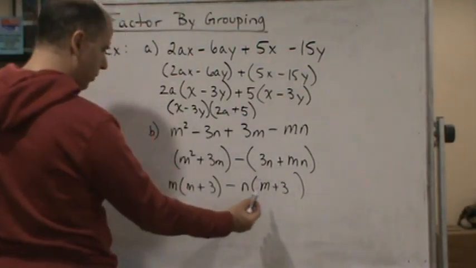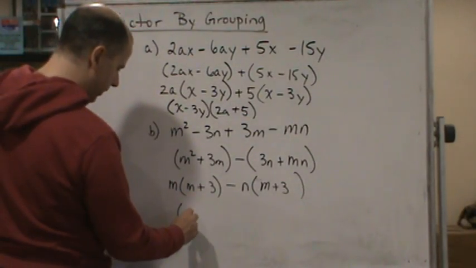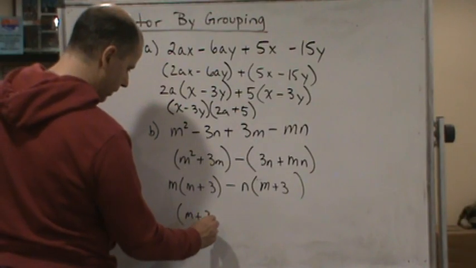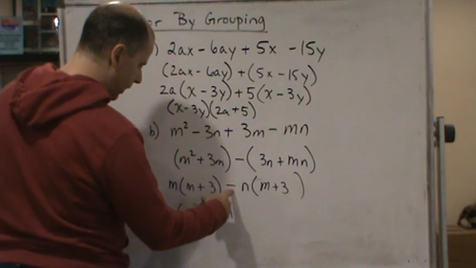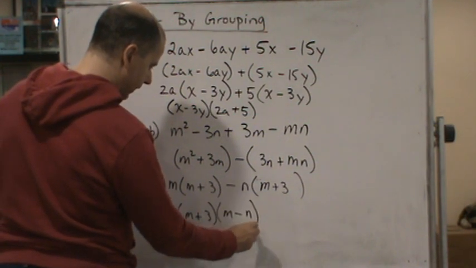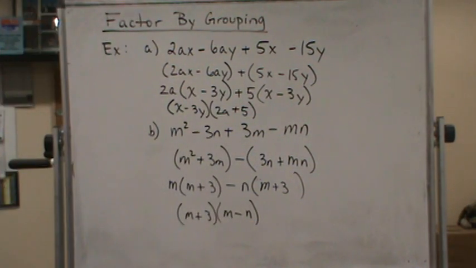So now if I factor out the m plus 3, I'm going to pull it out. So m plus 3, now what's left over? I get left over an m minus n. And there's the final factored form.